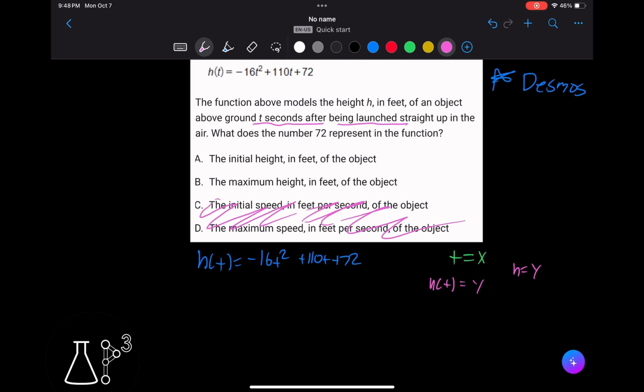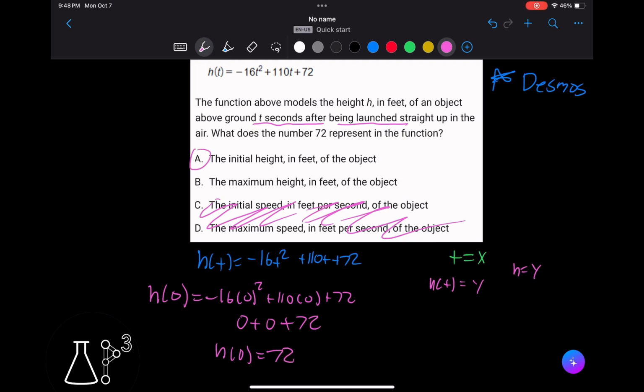So let's see. The initial height of something is where we plug in t or x equals 0. So if it equals 72, then A should be correct. And let's plug it in. So if I do h of 0, that gives me negative 16 times 0 squared, plus 110 multiplied by 0 plus 72. Remember, anything multiplied by 0 is what? 0. So I get 0 plus 0 plus 72. And 72 is the only number I have left. So h of 0 equals 72. So therefore, my answer is A. The maximum height in feet of the object is incorrect because when I plug in x equals 0, I get 72.